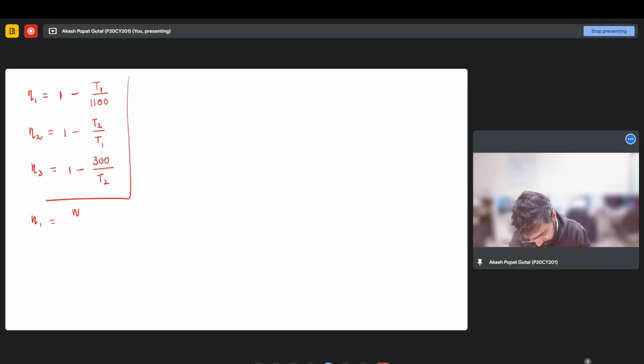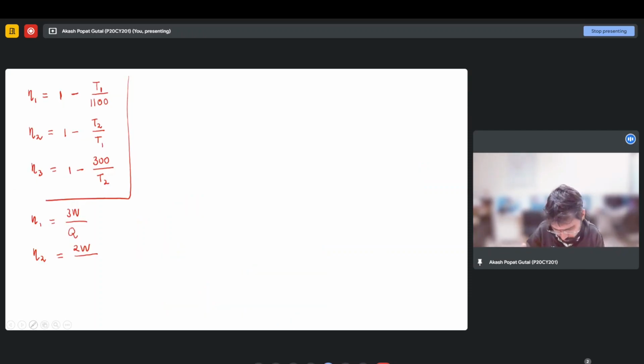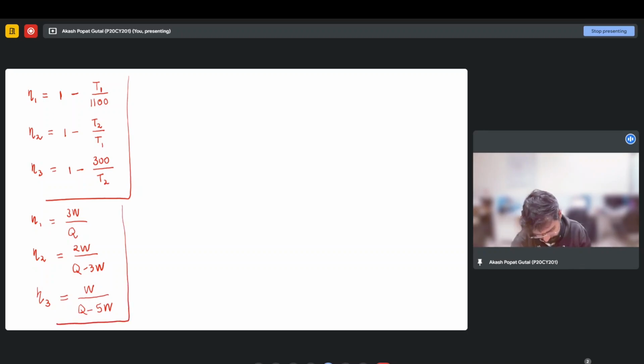So the work will be W. Work done by the first engine is 3W, as we know, and its heat absorption will be Q. Similarly, for eta 2, its work done is nothing but 2W, and its heat taken from the hypothetical hot reservoir is Q minus 3W. Similarly, for eta 3, it's W divided by Q minus 5W. And these are the three equations in terms of work done and heat absorbed.